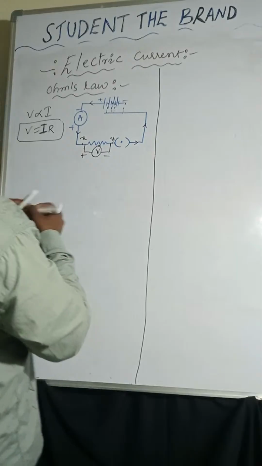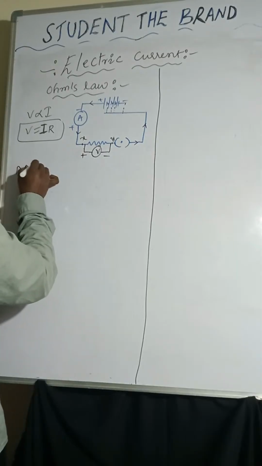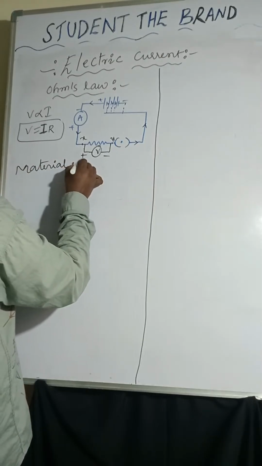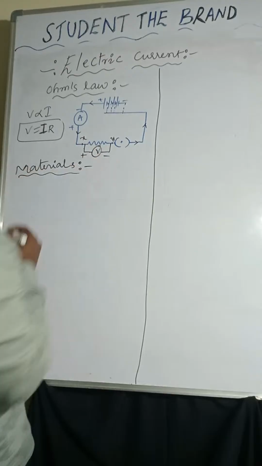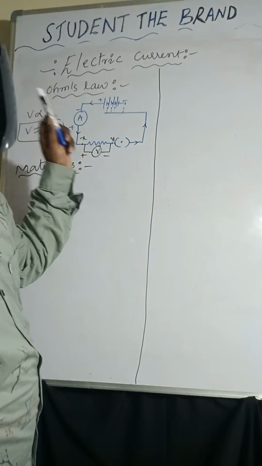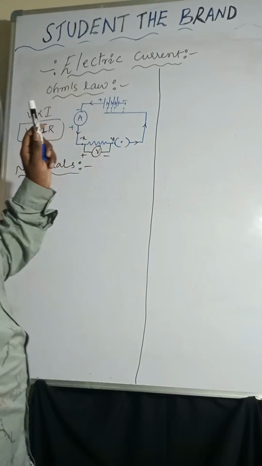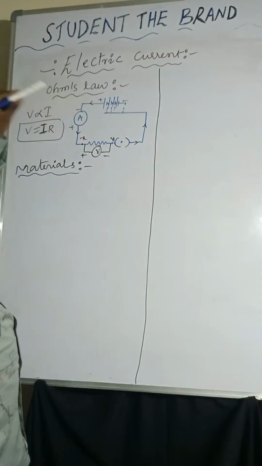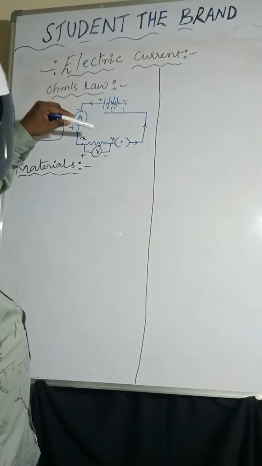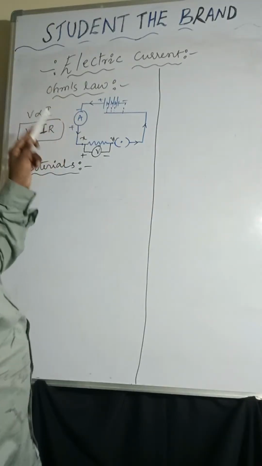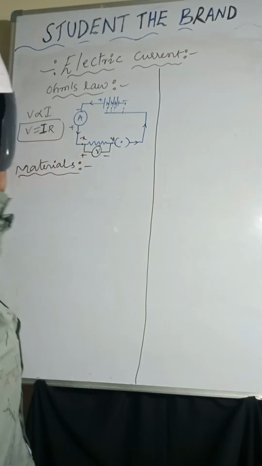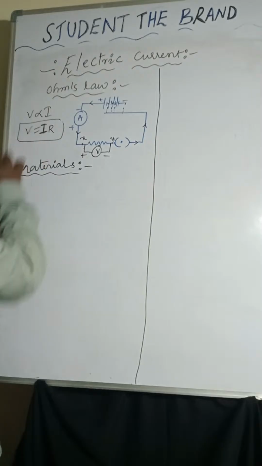Okay, done. So now, Ohm's law: at constant temperature, the potential difference across the ends of the given metallic conductor is directly proportional to the current flowing through it. At a constant temperature only we are taking. V is directly proportional to I, V equal to IR.